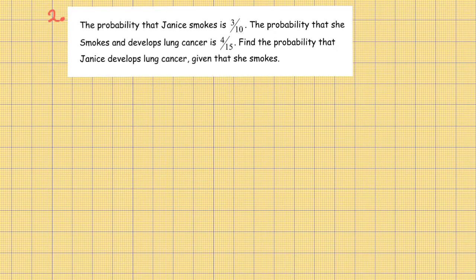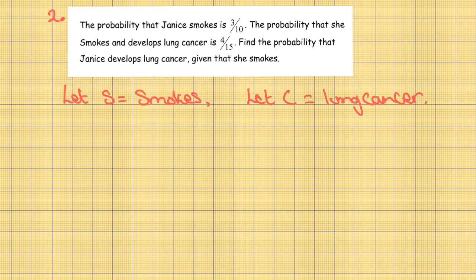Question 2. The probability that Janice smokes is 3 out of 10. The probability that she smokes and develops lung cancer is 4 out of 15. Find the probability that Janice develops lung cancer given that she smokes. Let S equal smokes. Let C equal lung cancer.